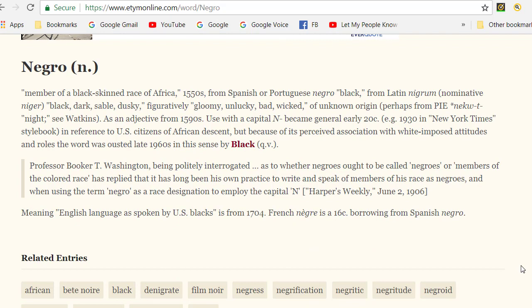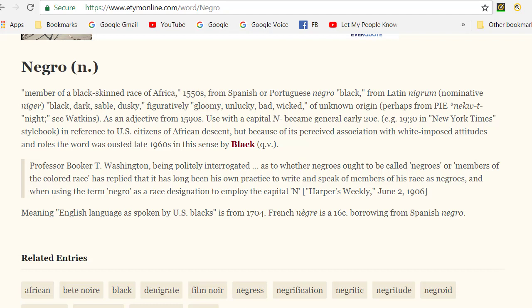And it reads, Negro, a noun, a member of a black-skinned race of Africa, 1550s, from Spanish or Portuguese negro, black, as an adjective from 1590s, used with a capital N, became general early 20th century in reference to U.S. citizens of African descent. Now, according to the etymology, sometime in the 16th century CE, the word Negro, meaning black, was incorporated into the Spanish or Portuguese language, which wasn't that long ago.